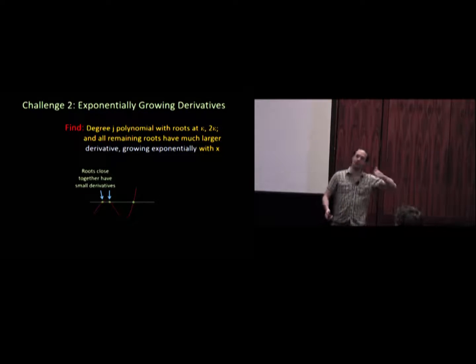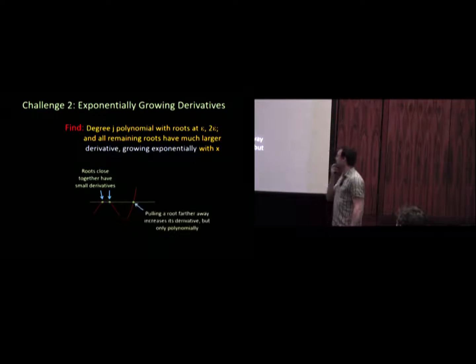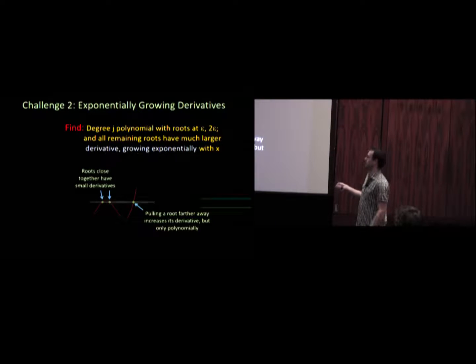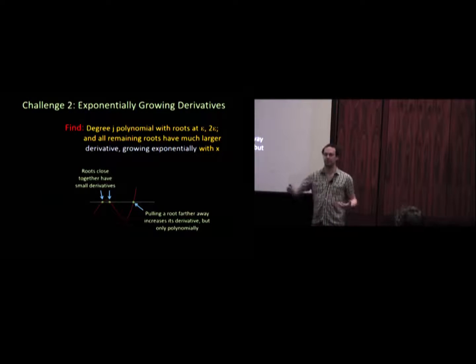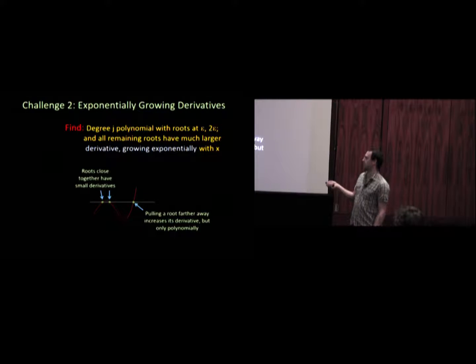What if I put roots really far away? So okay, if I pull a root very far away, yes, it increases the derivative. All this space between this root and these roots means that it gets to start moving and moving faster and faster, and eventually by the time it gets over here, the derivative is pretty high. But the derivative isn't going to be exponential in the spacing of the roots. It's going to be polynomial. So in this case, kind of quadratic, just because there's two roots over here.